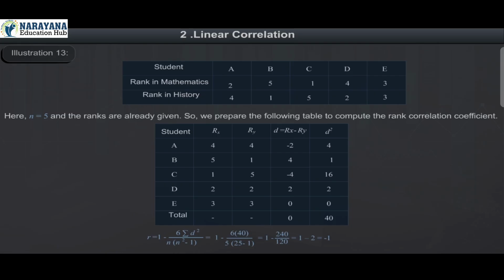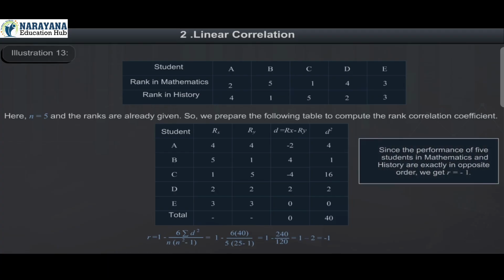1 is equal to 1 minus 6 into 40 divided by 5 into 25 minus 1 is equal to 1 minus 240 divided by 120 is equal to 1 minus 2 is equal to minus 1. Since the performance of 5 students in mathematics and history are exactly in opposite order, we get R is equal to minus 1.